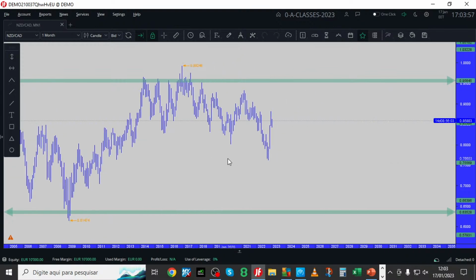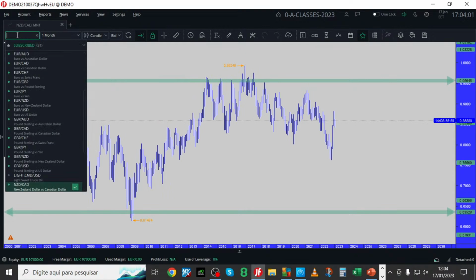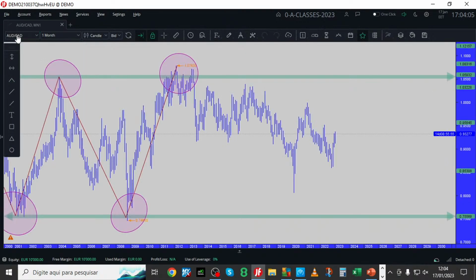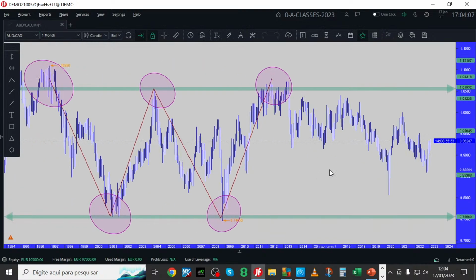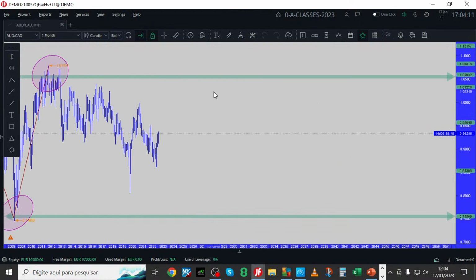Okay, so this is NZD CAD. Let's open a better one, right? Let's open AUD CAD maybe, for a better view of the monthly bands. AUD CAD, right? Better view. Okay, so highs and lows now.